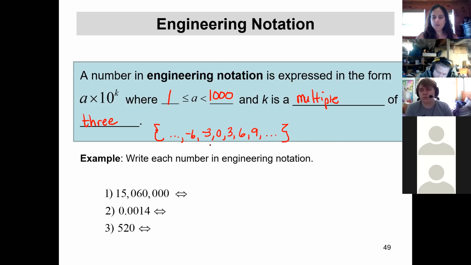So if you think about a meter and centimeter, there's 100 centimeters in 1 meter. We deal with powers of 10. You think about mega, you think about giga, you think about tera. Those are all in triples, okay? So write each number in engineering notation, or kilometers. 1 kilometer equals 1,000 meters.